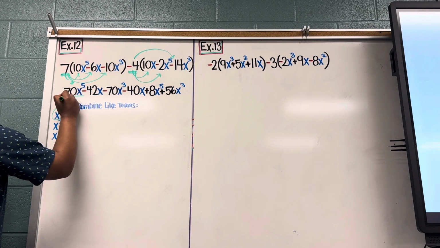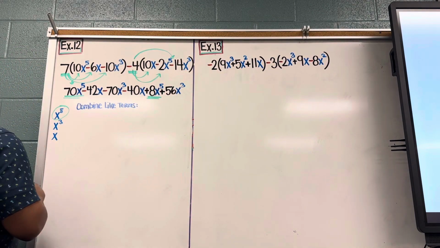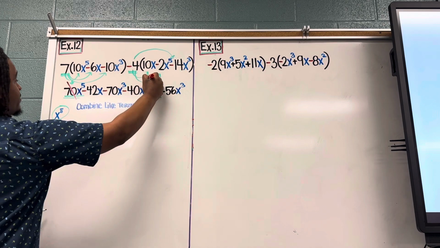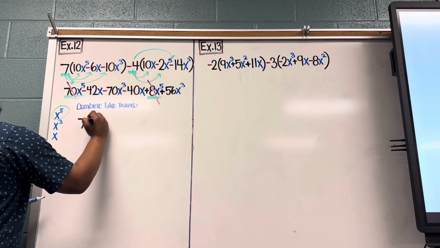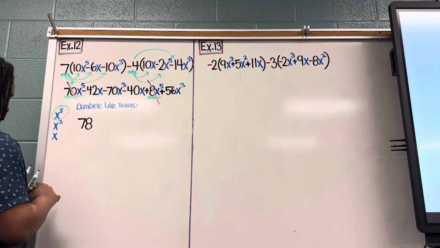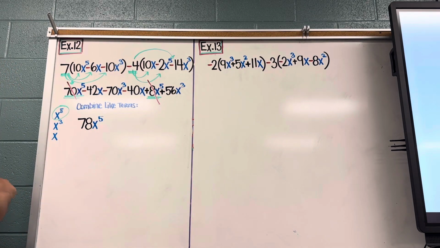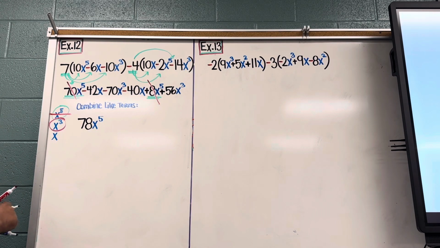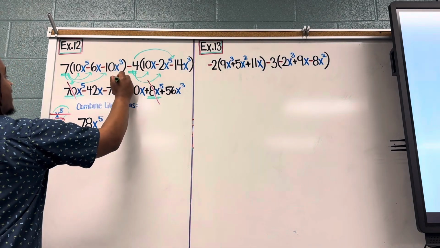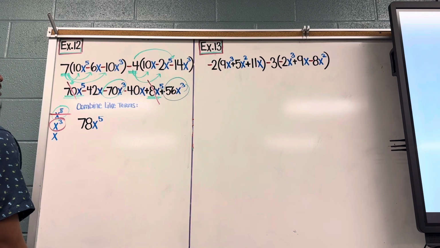I see 70x to the 5th power, and I'm going to combine it with 8x to the 5th power. 70x to the 5th power plus 8x to the 5th power is going to be 78x to the 5th power. All right, that's done. All right. Now we want to go to x to the 3rd power. I have -70x to the 3rd power, and I have a positive 56x to the 3rd power, right?